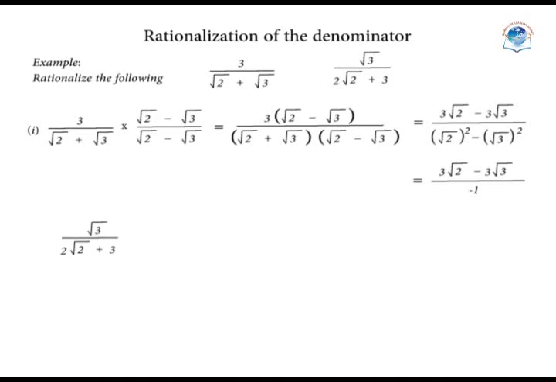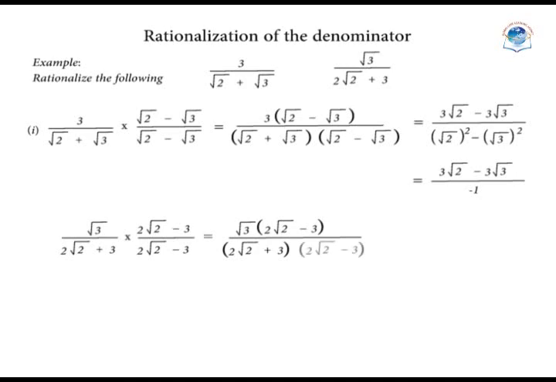The second one, root 3 over 2 root 2 plus 3. The conjugate of 2 root 2 plus 3 is 2 root 2 minus 3. So we multiply this conjugate on the numerator and the denominator. Then we shall have root 3 times 2 root 2 minus 3 over 2 root 2 plus 3 times 2 root 2 minus 3. Then we shall have root 3 times 2 root 2 minus 3 over 2 root 2 squared minus 3 squared.